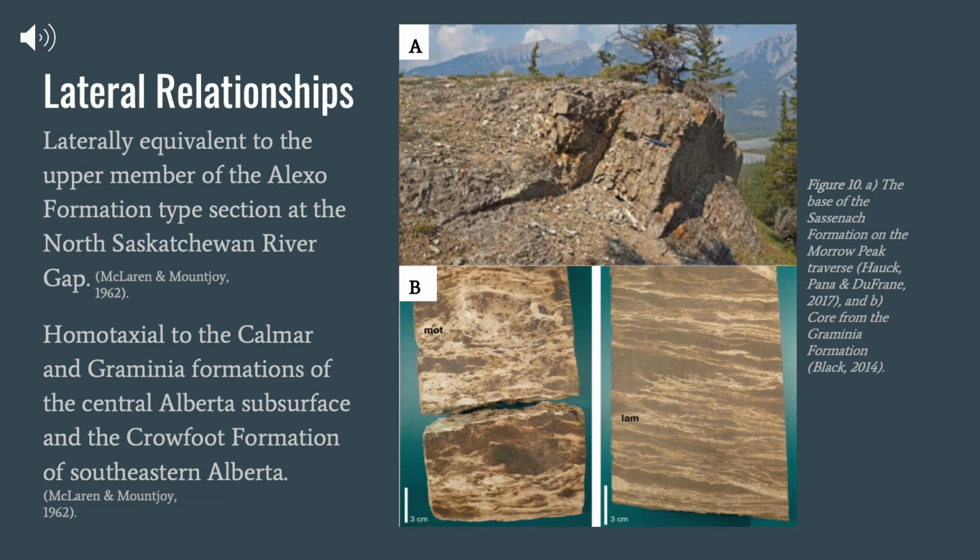The Sassenach Formation is laterally equivalent to the upper member of the Alexo Formation type section at the North Saskatchewan River Gap. As previously mentioned, the Sassenach Formation is also homotaxial, meaning similar to, the Kalmar and Graminia formations of the central Alberta subsurface and the Crowfoot Formation of southeastern Alberta. In Figure 10, A is a picture of the base of the Sassenach Formation on the Moro Peak Traverse, as in an outcrop of the Sassenach Formation, and B is core from the Graminia Formation.